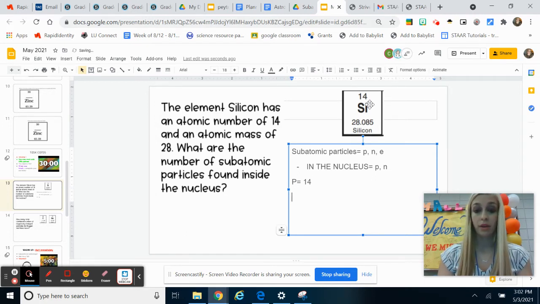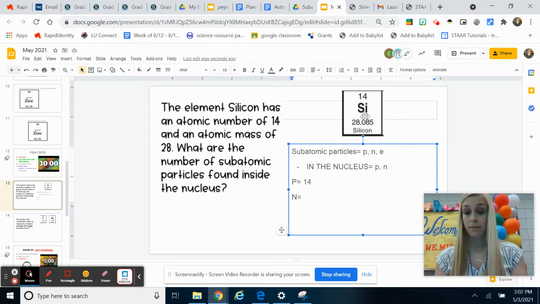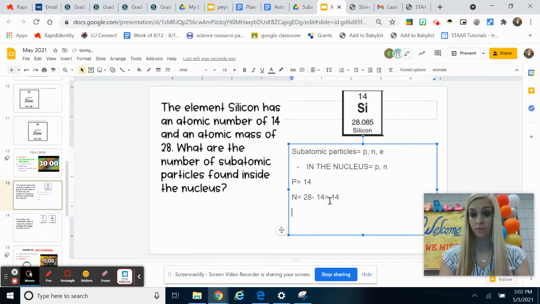To find neutrons, we have to do MAN. Mass, which is the number on bottom, like a scale, you stand on a scale, so the mass is on bottom. The mass minus the atomic number, M minus A. Mass minus atomic number. So we're going to round our mass. Because there is a 0 after the decimal place, it stays at 28. So mass 28 minus the atomic number 14 gives us 14 neutrons.